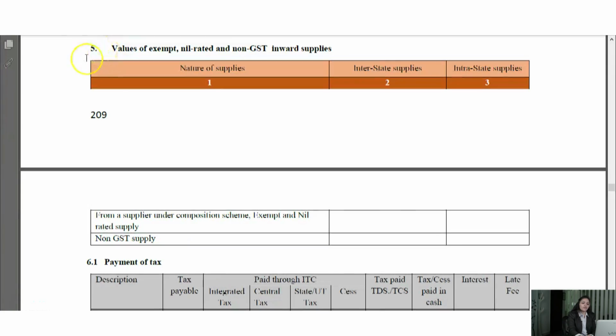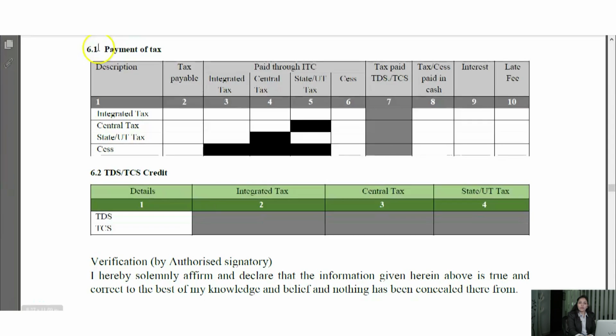Next, now coming over to point number 5. In this point, the user has to specify the values of exempt, nil rated and non-GST inward supplies, and also non-GST supplies like ATF, petrol, etc., received from the suppliers.